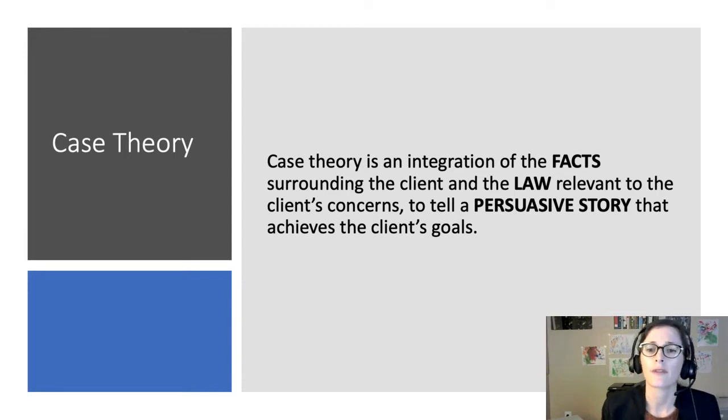Another central goal of case theory is to develop a roadmap for your lawyering this semester. As you will see, case theory should be a central driver for the choices that you make this semester in clinic. Everything from interviewing to fact investigation and direct examination is guided by your case theory.